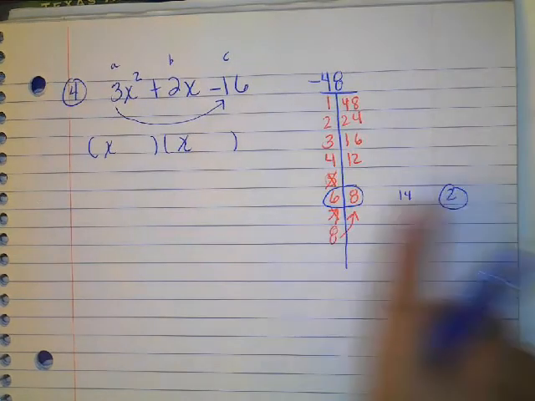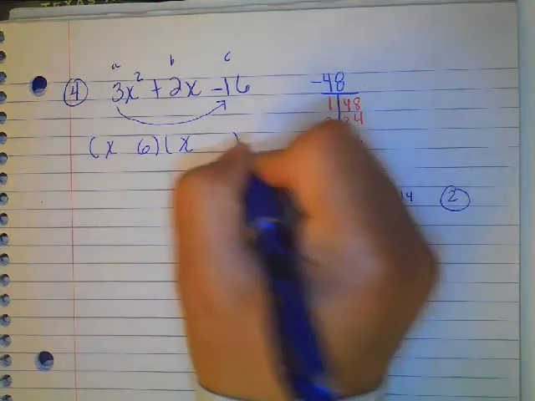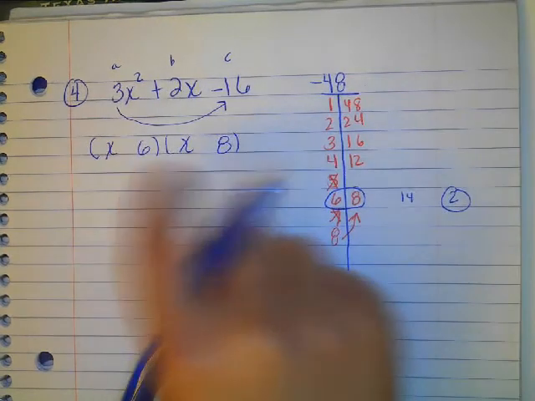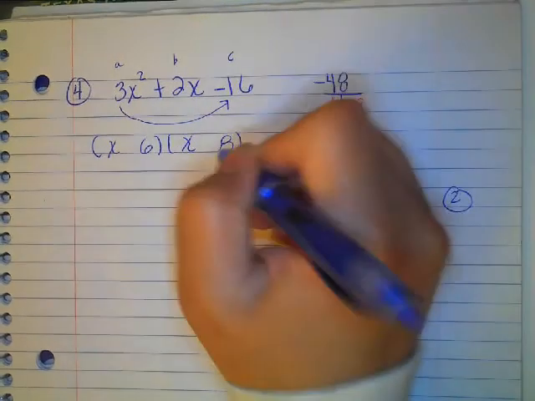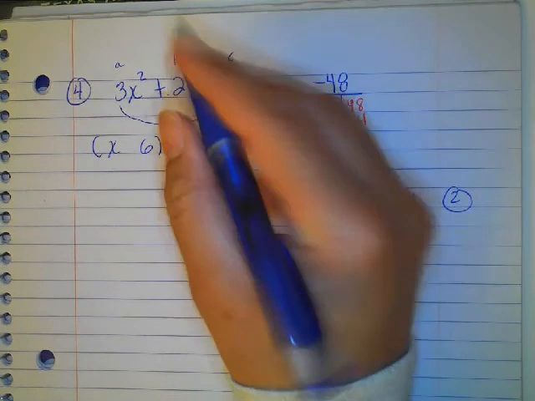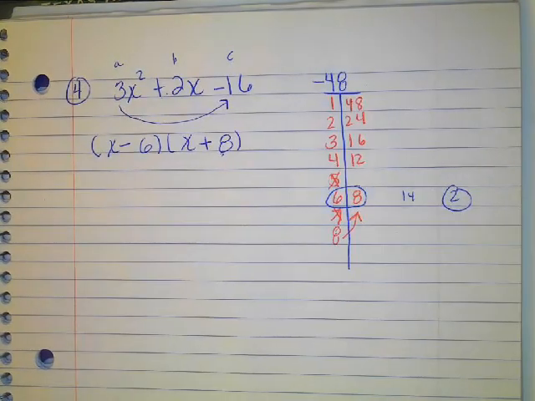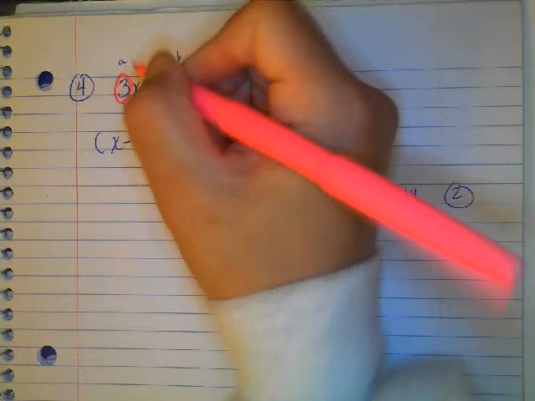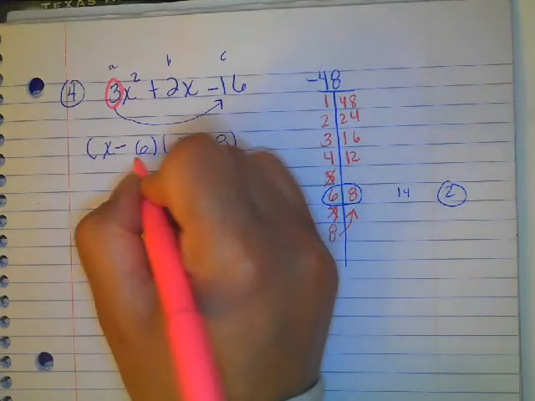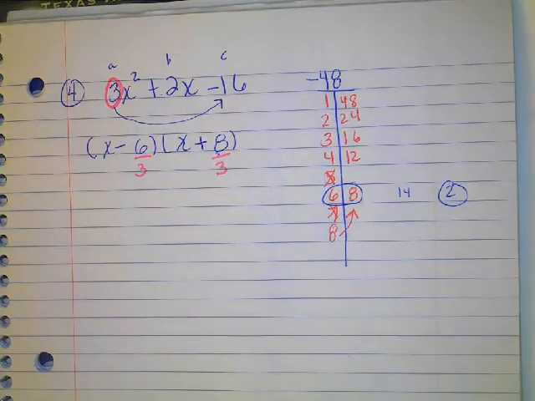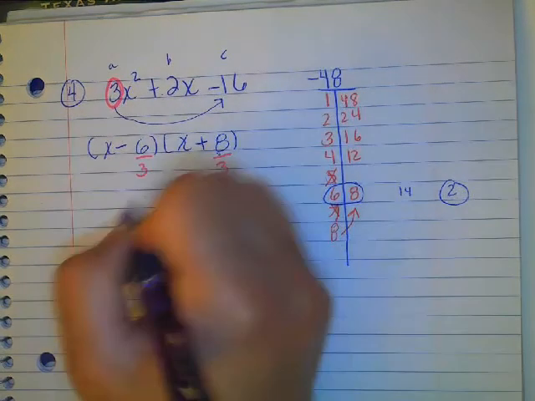Put your parentheses, put your variable, put your numbers, 6 and 8. Because C is negative, you're going to have a minus and a plus. Now, who gets who? The bigger factor always gets the sign of B, so he'll get the plus and he'll get the minus. And because this is not a 1, then I gotta divide and slide.